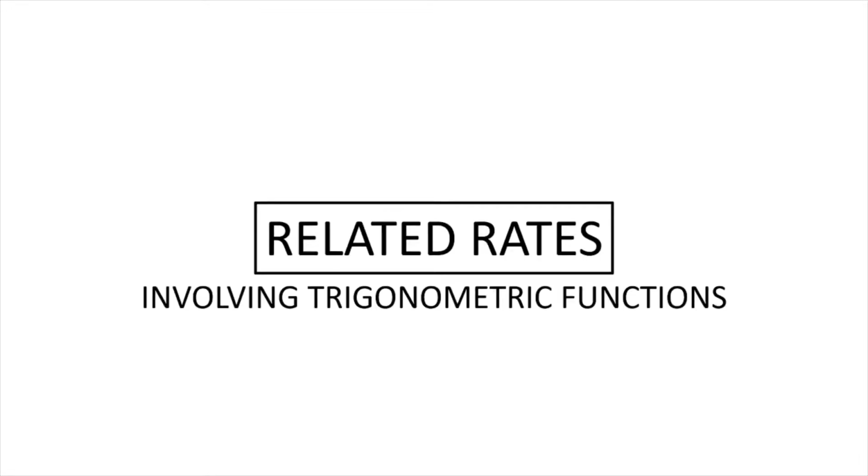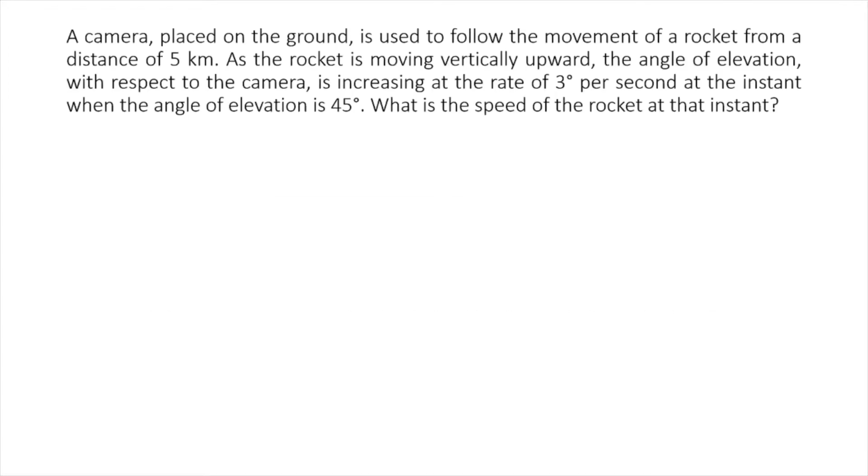In this video, we're going to solve a related rates problem using trigonometric functions. So here's the problem. A camera placed on the ground is used to follow the movement of a rocket from a distance of 5 kilometers. As the rocket is moving vertically upward, the angle of elevation with respect to the camera is increasing at the rate of 3 degrees per second at the instant when the angle of elevation is 45 degrees. What is the speed of the rocket at that instant?